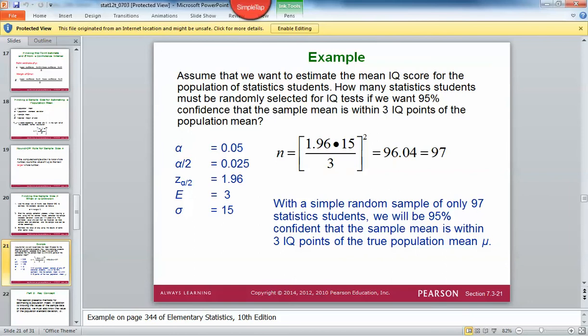All right, here's a problem where you're given everything and you just basically plug things in. We were told alpha was 0.05, so they found the critical z-score for that was 1.96. They plugged that in there. Times population standard deviation, right there. Divided by the margin of error squared. And so they got 96.04, which you round up to 97.